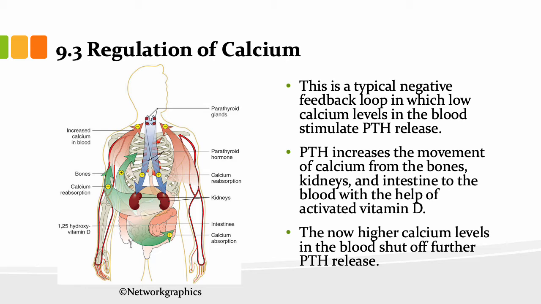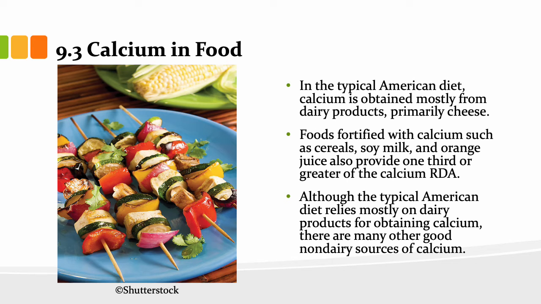The regulation of calcium is a typical negative feedback loop. If there is not enough calcium in the blood, this will stimulate the release of PTH. This will cause calcium to be pulled from the bones, kidneys, and intestine into the blood with the help of activated vitamin D. The result is higher calcium levels in the blood, so this will shut off further PTH release.